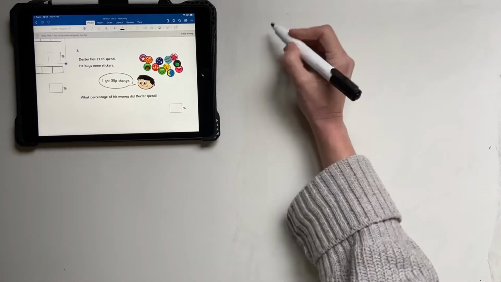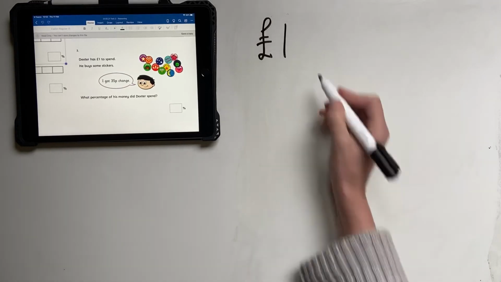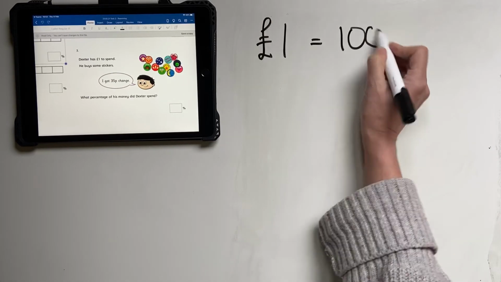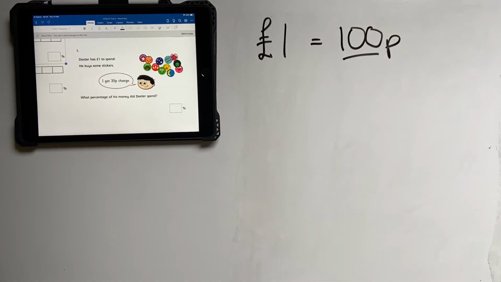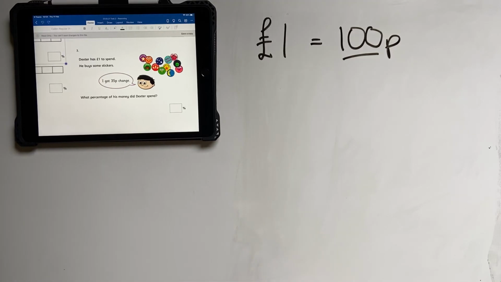Dexter has £1 to spend. What is £1 in pence? £1 is 100 pence. That's very handy to have 100 pence in a pound. So he buys some stickers. I've got 35p change. Well, if he's got 35p change, how much did he spend on stickers? And then work out the percentage.